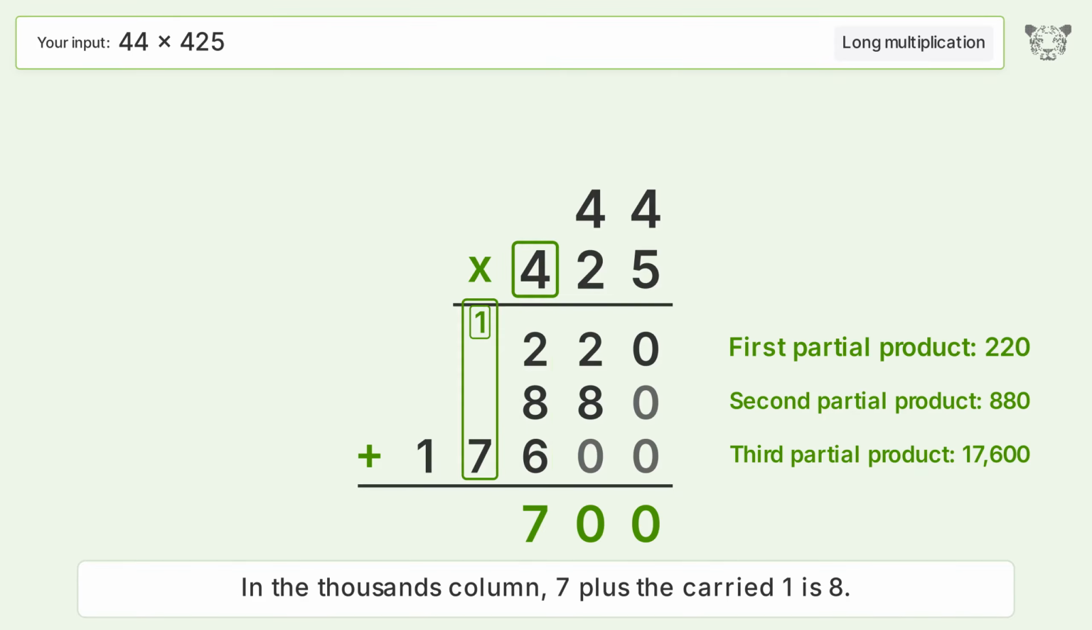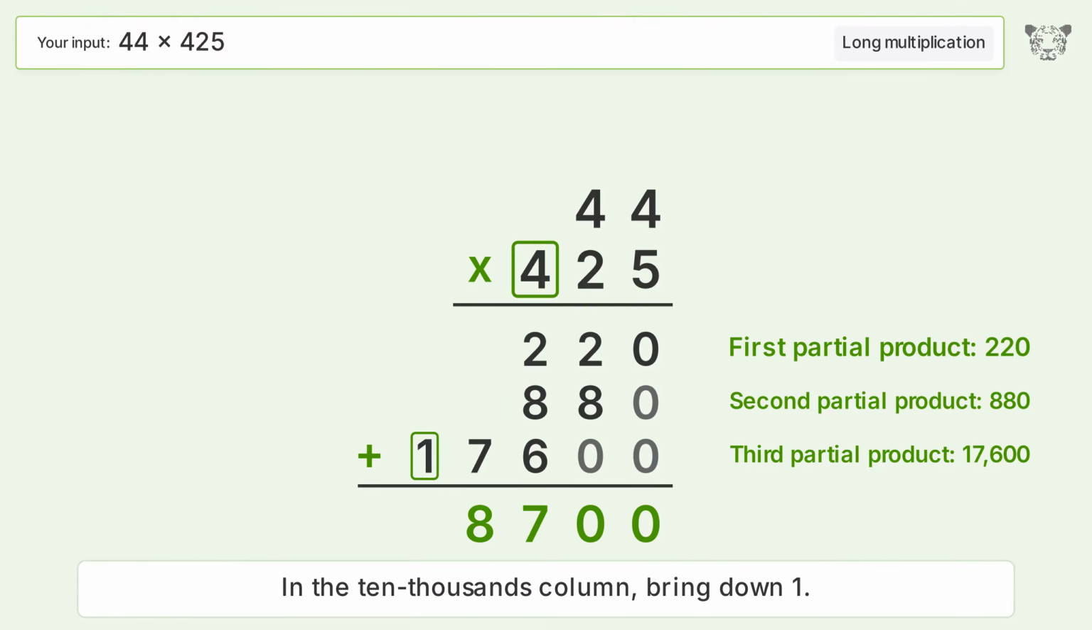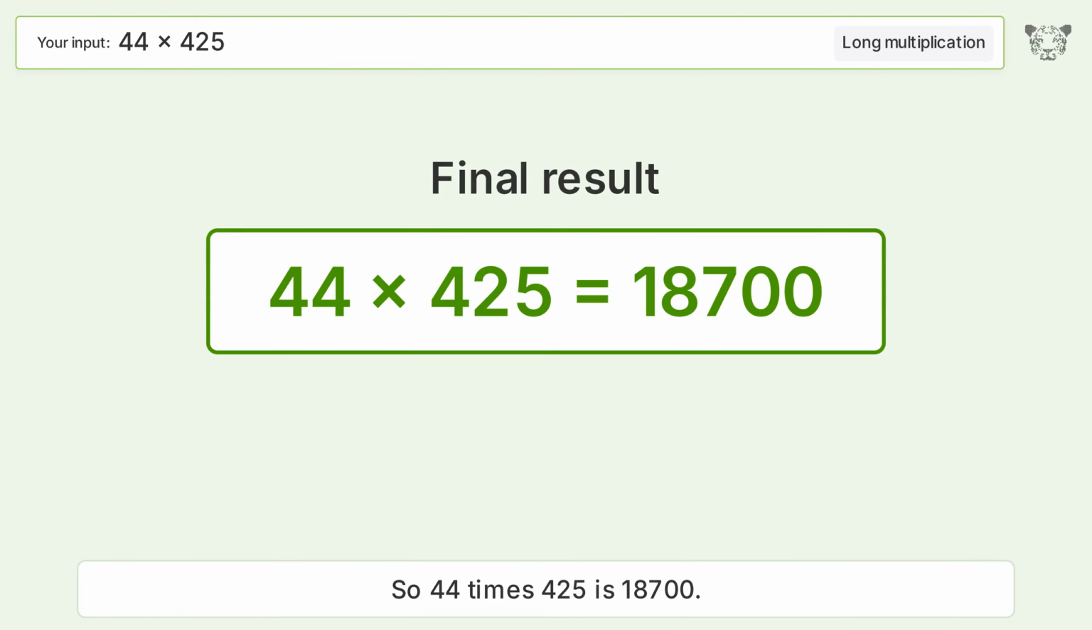In the thousands column, 7 plus the carried 1 is 8. In the ten thousands column, bring down 1. The whole product is 18,700. So 44 times 425 is 18,700.